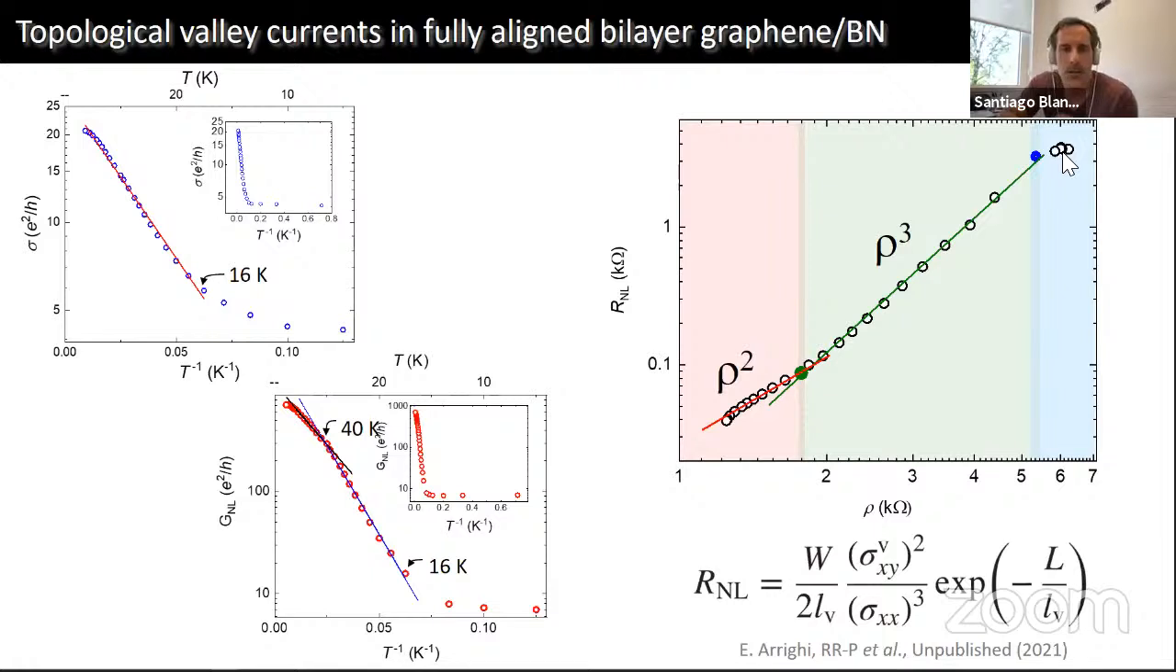Okay. There is a question in the Q&A. Can the asymmetry between the positive and negative RNL, so I think it's non-local resistance, be partially related to a different effective mass of electrons and holes?